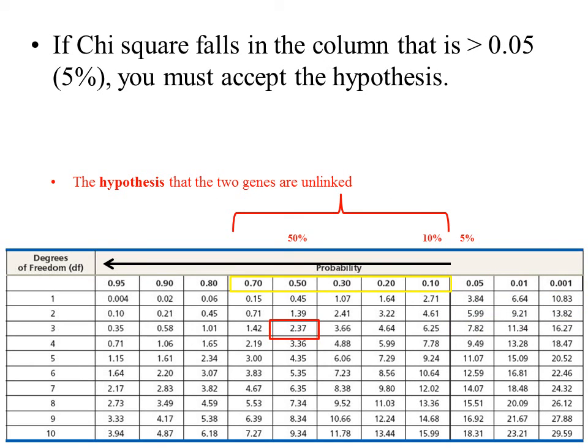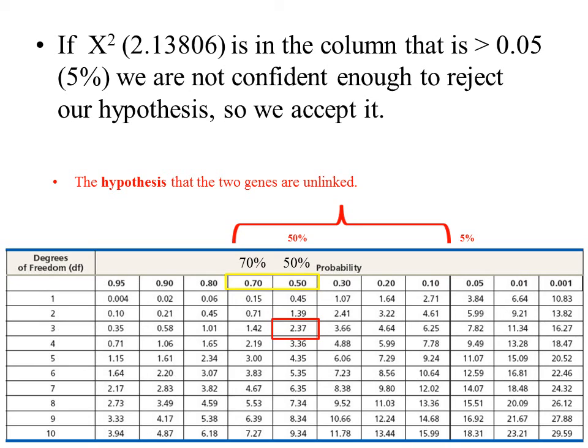Then we don't have to reject our hypothesis. If the chi-square falls in the column that is larger than 5%, then we accept our hypothesis. So in the brackets, anything to the left of 5%, you will accept your hypothesis. Our hypothesis is that the two genes are unlinked. Our number is close to 2.37. The actual chi-square value is 2.13806, which again means it is larger than 5%.